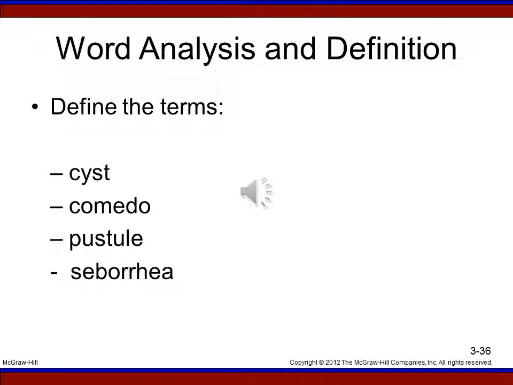Let's take a look at that S word up there, seborrhea. The noun is seborrhea, and the adjective is seborrheic, pertaining to. The suffix here is RRHEA, and as a suffix it means to flow. The combining form SEB/O means sebum, so seborrhea means an excessive flow of sebum.